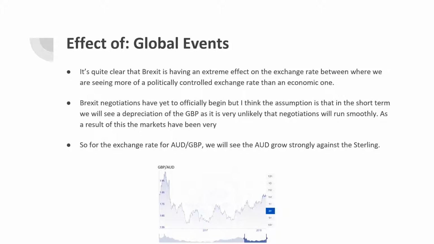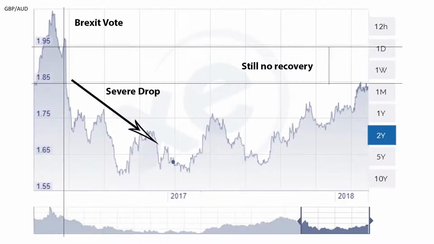So when we're looking at the exchange rate for Australian dollars to Great British pounds, I think we'll see the Australian dollar grow against the sterling in relation to global events. Just briefly here, we can see when the Brexit vote approximately occurred, there is a steep drop in the exchange rate, and we still have not seen a full recovery, even though it's starting to get back up.